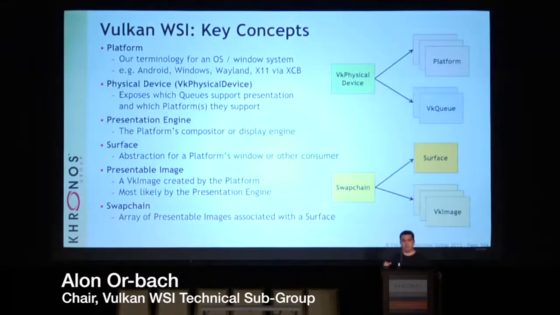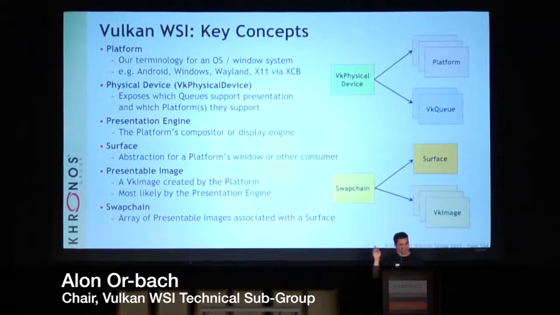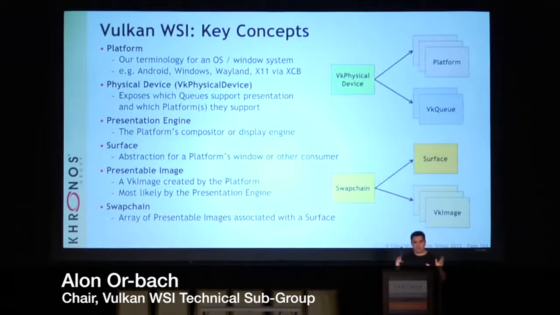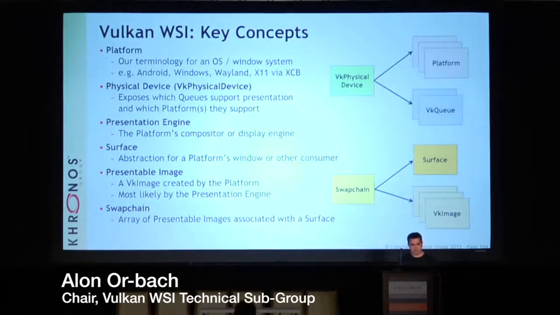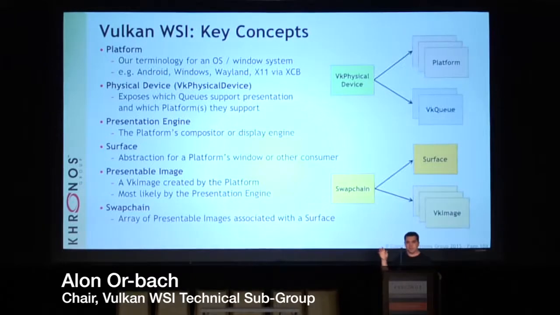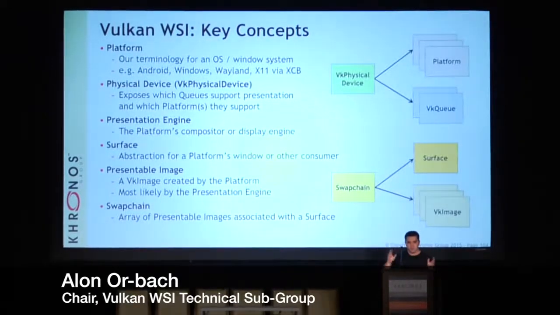And then the physical device exposes which types of queues are available. So in the presentations we've had previously, we've talked about capabilities for graphics and compute. One of those capabilities is for presentation. So you make sure that the queue you have is able to take present operations, which we'll get to in a moment. The presentation engine is just an abstracted name for either a compositor or a display, so the thing that will consume your presentable images. And the key thing in Vulkan WSI is this thing called a swap chain. A swap chain is an array of presentable images, so VkImages that are allocated by the presentation engine and are capable of being submitted for presentation.